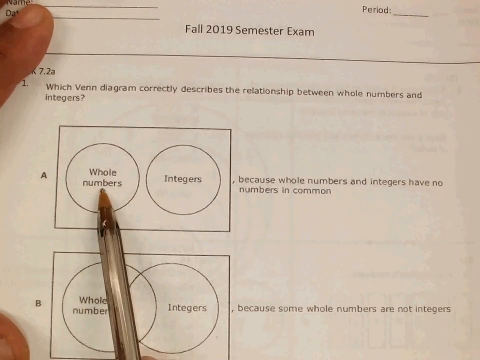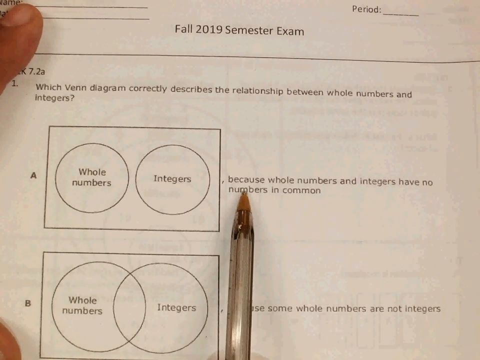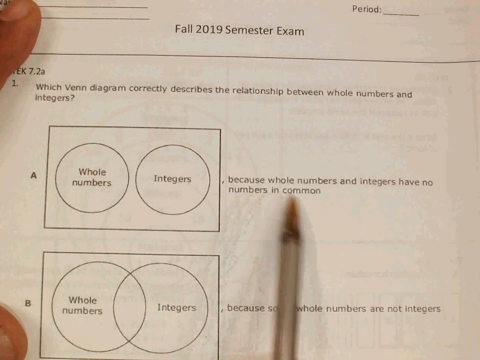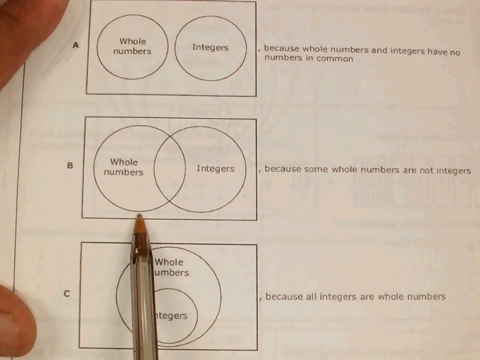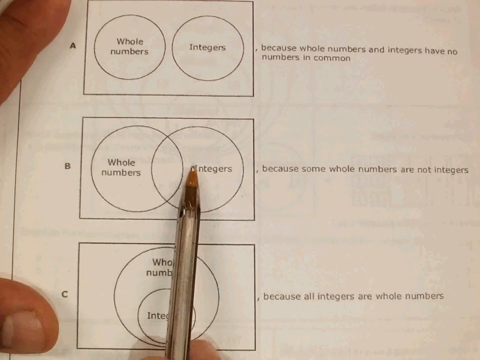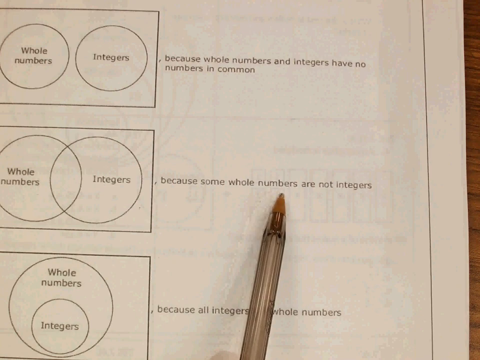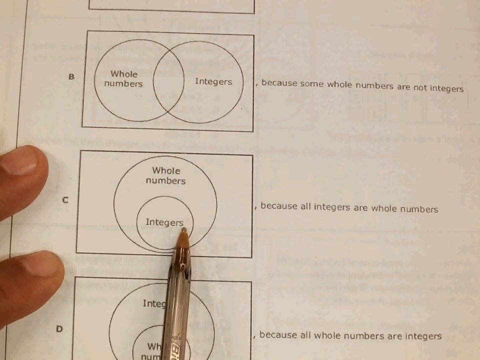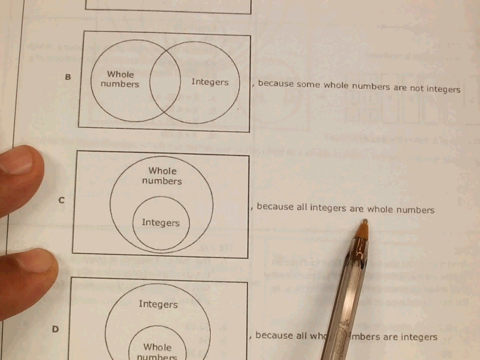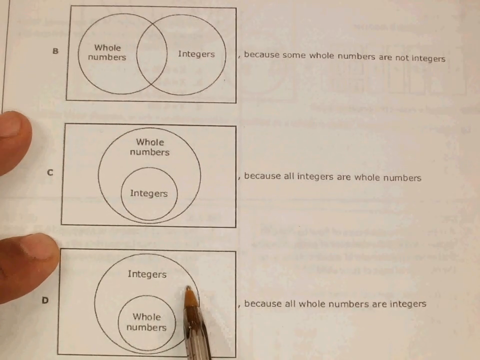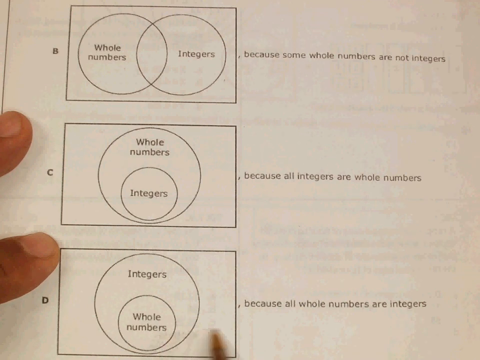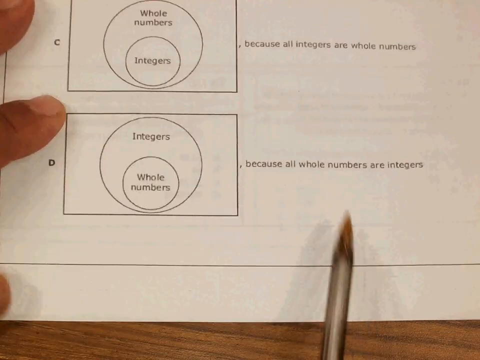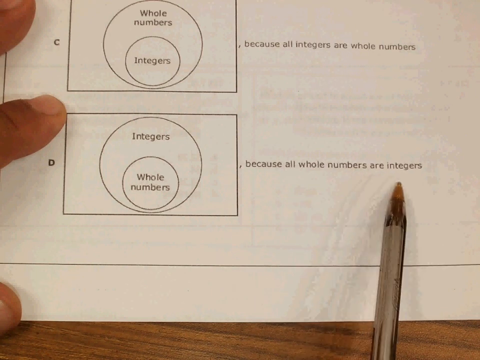Answer A has whole numbers and integers because whole numbers and integers have no numbers in common. Answer choice B has whole numbers and integers because some whole numbers are not integers. C, whole numbers, integers, because all integers are whole numbers. And D, integers, whole numbers, because all whole numbers are integers. Okay, that's number one. So number two.